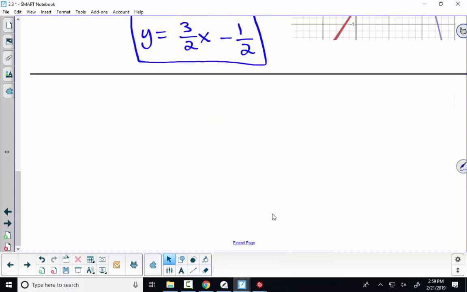Okay. The second portion of this problem says to find the point or points on the graph where the function has a horizontal tangent line.